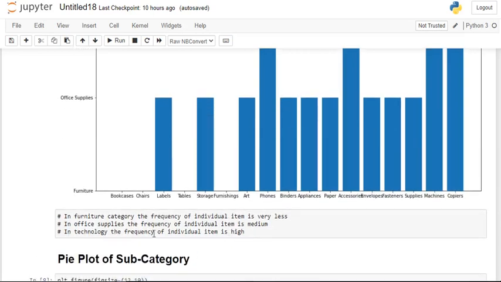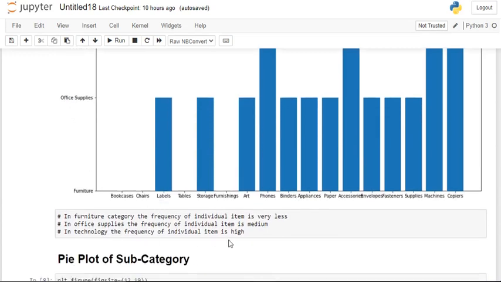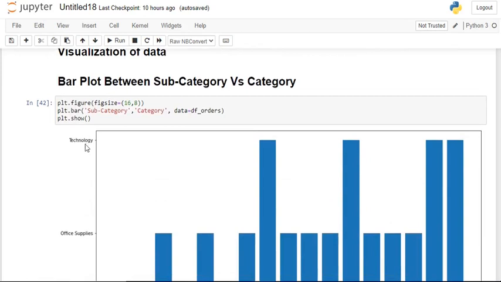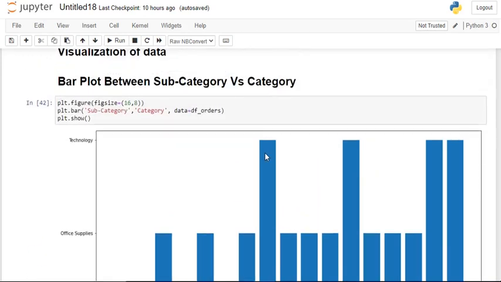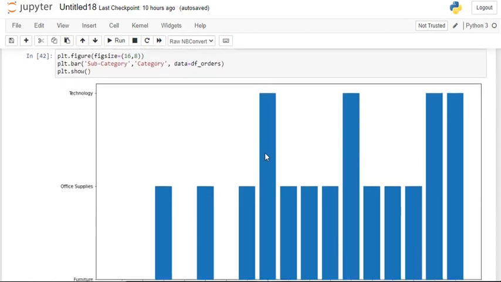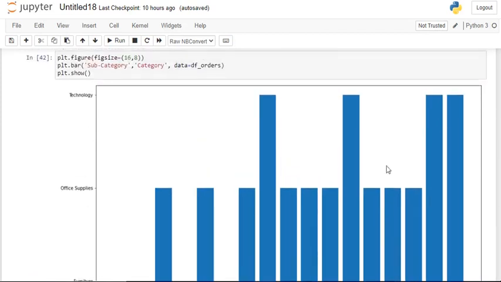And in office supplies, the frequency of individual items is medium. See, this is the office supplies. The frequency of each item, labels and storage, binders, appliances, paper. Likewise, the office supplies items are medium. And in technology, the frequency of individual items is high. So this is the technology. This is the frequency of each item. The number of phones is more, and accessories, machines, copiers.